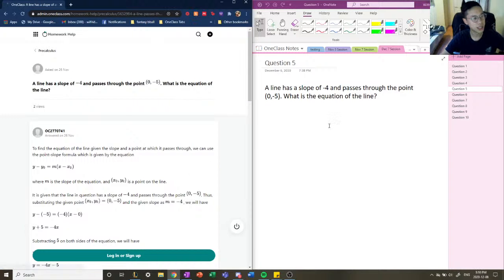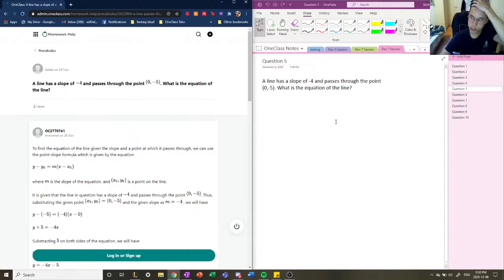So the next question reads, a line has a slope of -4 and passes through the point (0, -5). What is the equation of the line? So they give us 2 pieces of information here, the slope and the point the line passes through. I'll be going through 2 different methods of calculating this. I've been through this before, but I'll do it again. The first method is by just using the standard equation of a line and going from there. The second method is by using the point slope formula.